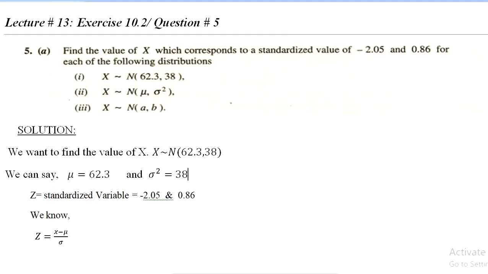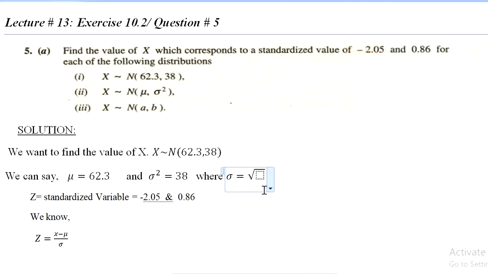So obviously for this we need sigma, so we will take square root of sigma square. Now from this we can say what is sigma? Sigma is the under root of 38 and its value is 6.164. So this is the value of sigma.